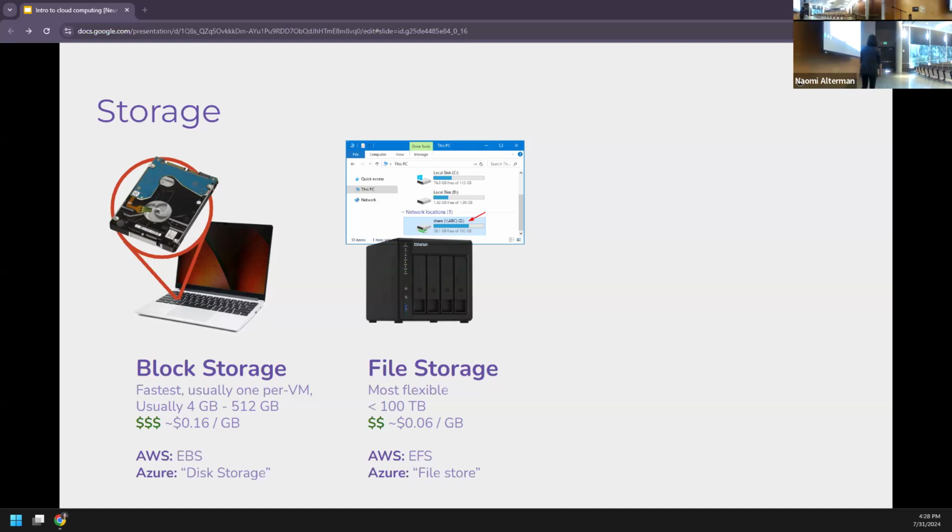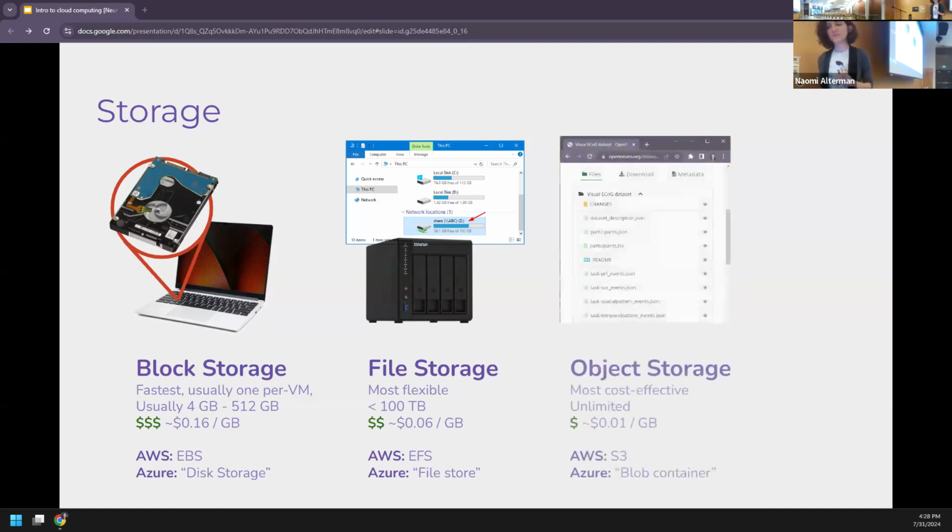We're going to get there though. On Amazon, this is called Elastic File Store. On Azure, it's just called File Store. On Google, it's probably called File Store. Now here's where we get more weird and more cloudy. It's object storage.